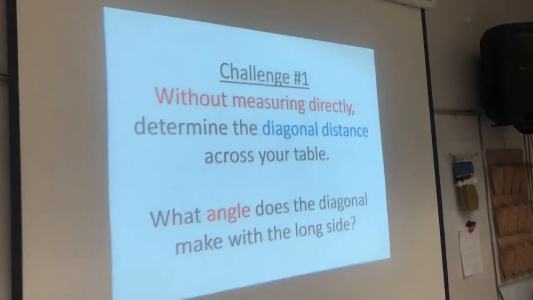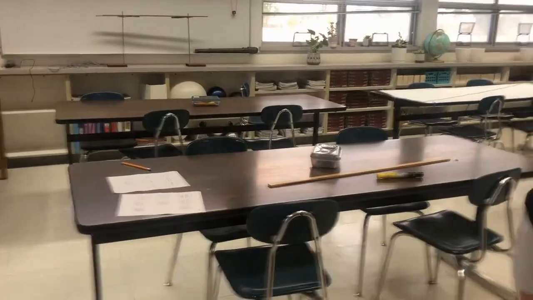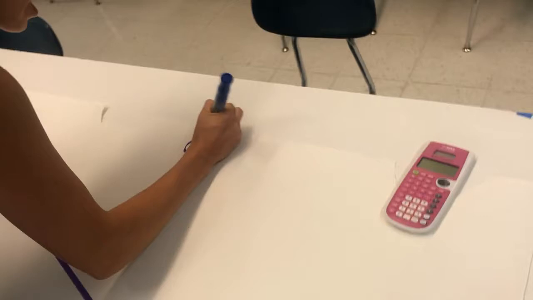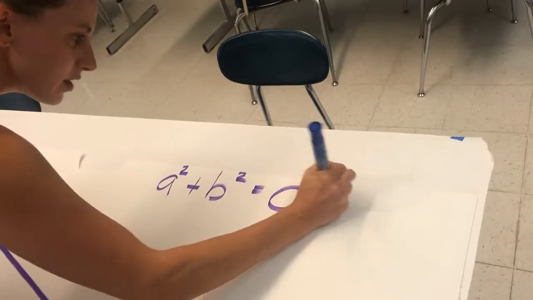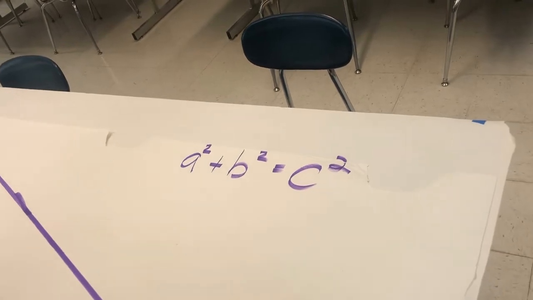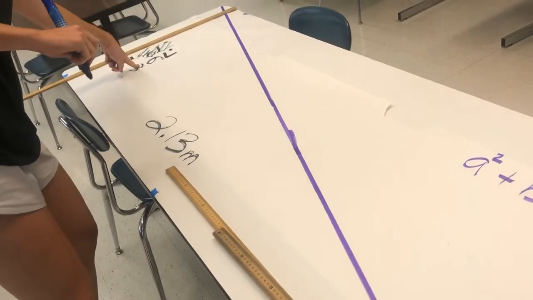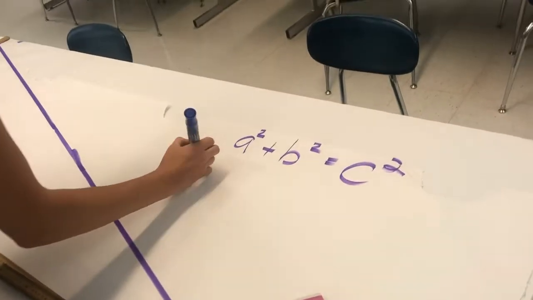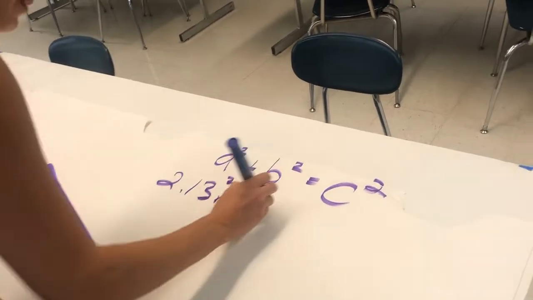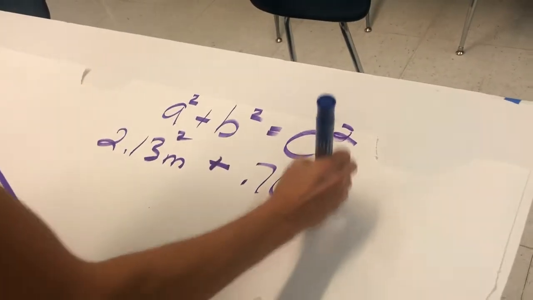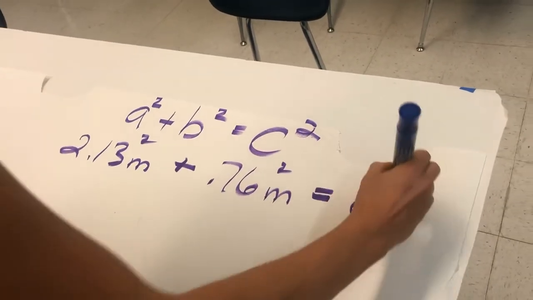Okay, so now I'm gonna go back to my Pythagorean theorem. I'm gonna go ahead and write it on the paper for you guys over here. Okay, so we've got a squared plus b squared equals c squared. This is my a, that's my b. So I'm gonna say 2.13 meters squared plus 0.76 meters squared is gonna give me my c squared.